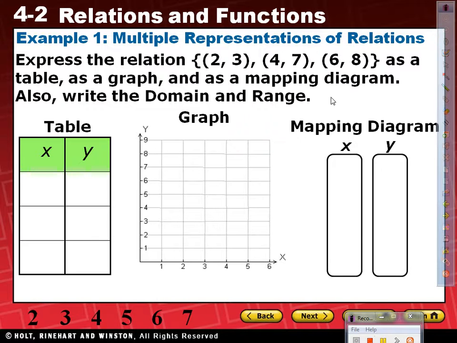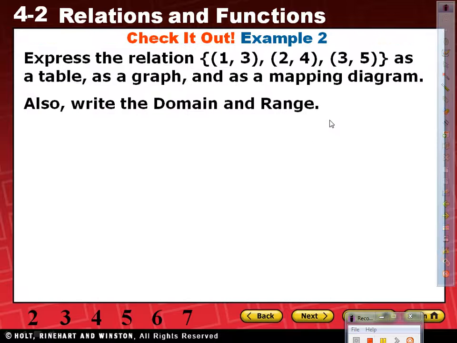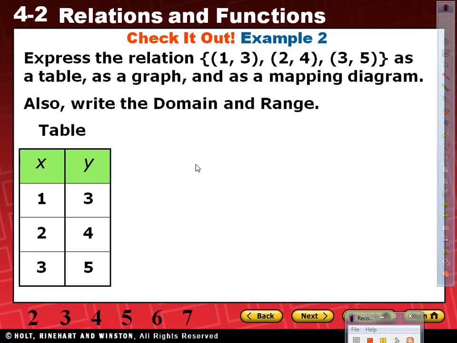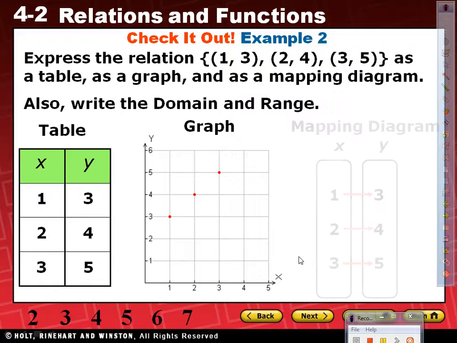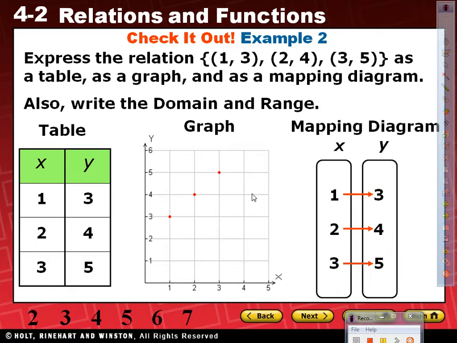Okay. From there, you did this one. Did we finish that one off? Yes. So I gave you guys this relation, and then you should have represented that 3 different ways: using a table, and it looks something like this; using a graph, it looks something like this; and using a mapping diagram, which looks something like this. The domain, we said, is all x values. So if we look at our table, what are my x values? 1, 2, and 3. So my domain is what? 1, 2, 3. My range is all y values. So therefore, my range is 3, 4, 5. So far, so good? Okay?